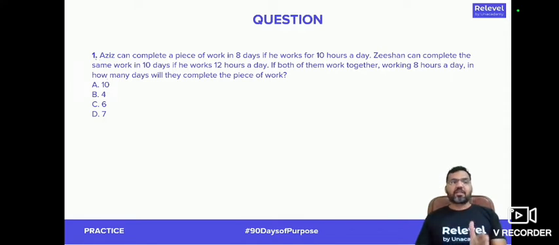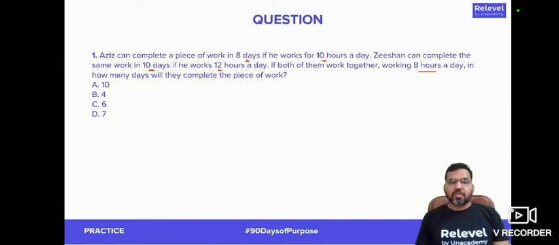Look at the statement, guys. Let's discuss the first question and learn the basic approach of solving time and work. Ajit can complete a piece of work in 8 days if he works for 10 hours a day. Jishan can complete the same piece of work in 10 days if he works for 12 hours a day. If both of them work together, working 8 hours a day, in how many days will they complete the piece of work?